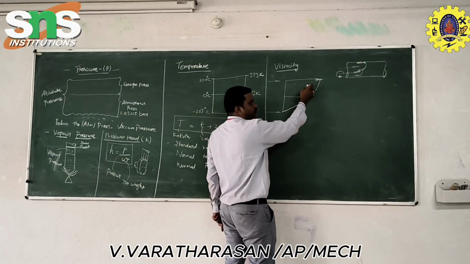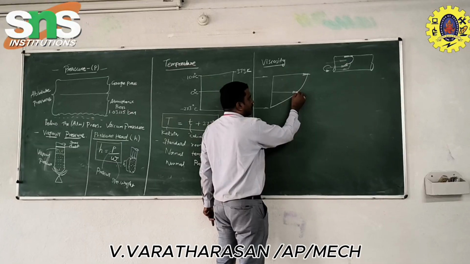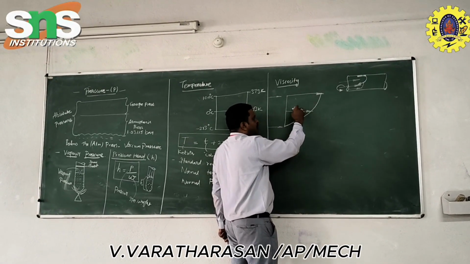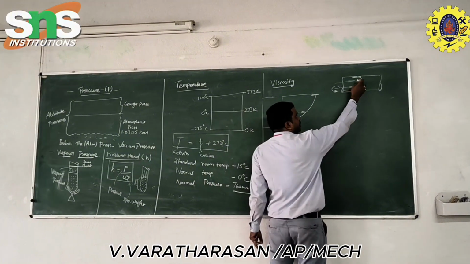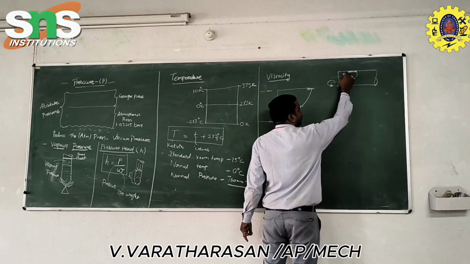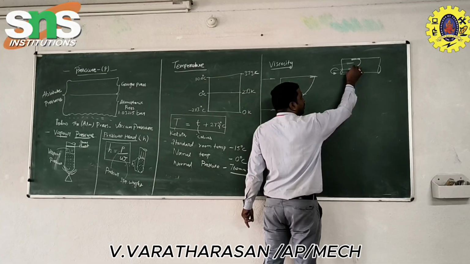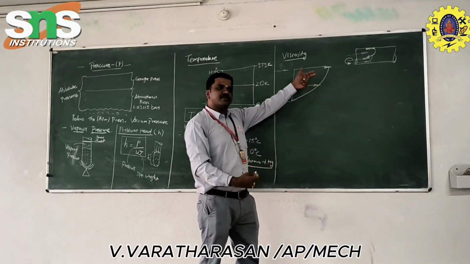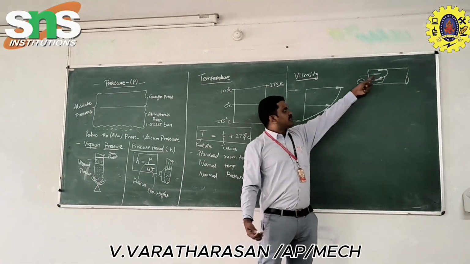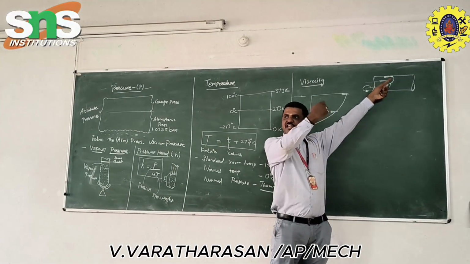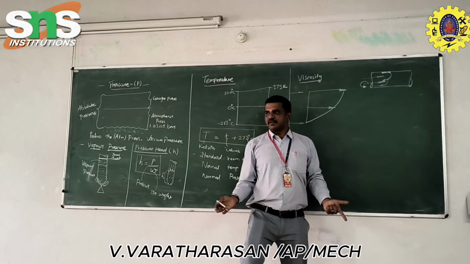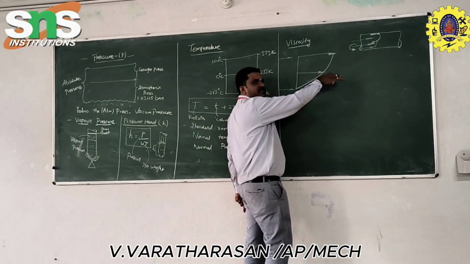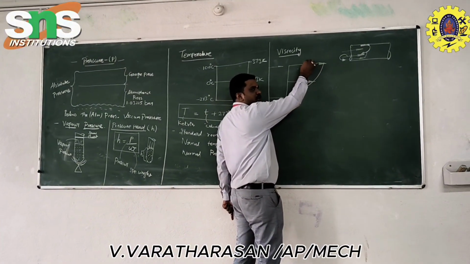So how does the flow happen? If you take a medium layer, these are different types of layers. This is the topmost layer, this is the medium layer, and this is the bottommost layer. The shear stress at each and every layer will be at a different level. So that's why the profile is generated like this. So this is the topmost layer now.